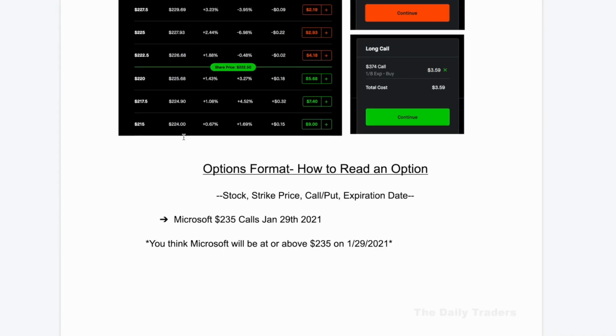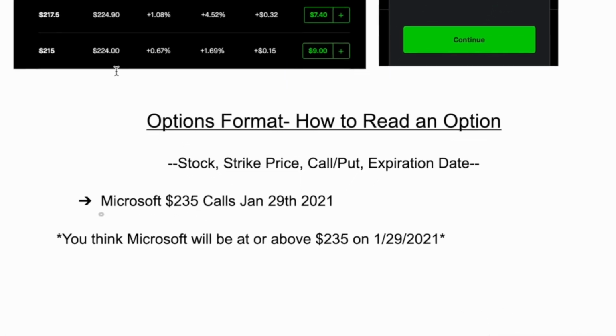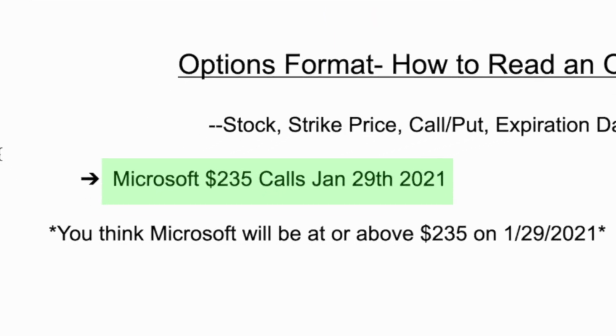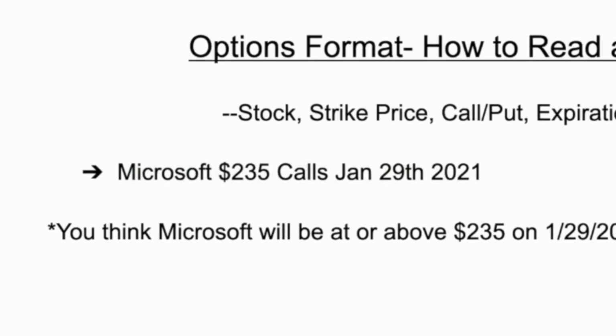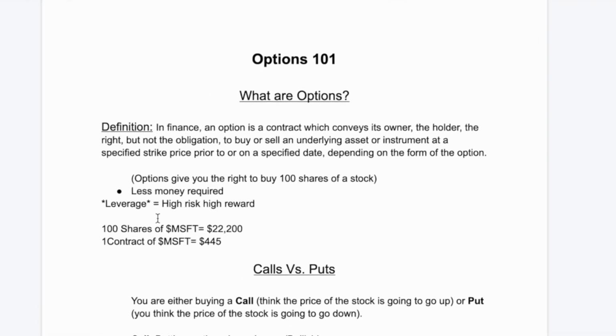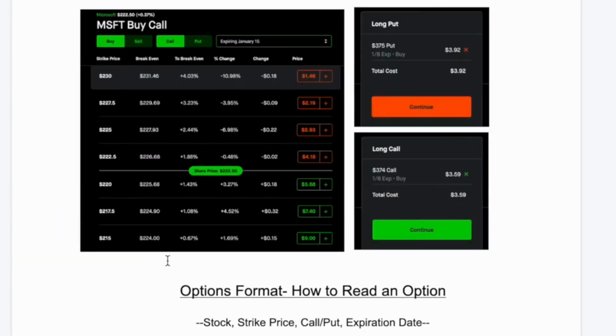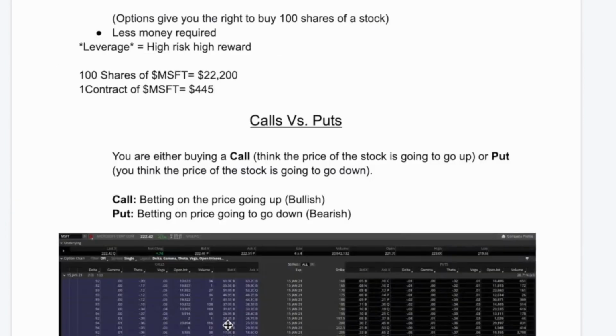All right, let's talk about the options format and how you actually read an option. So it's going to be displayed like this. There's going to be the stock, so Microsoft, the strike price, whatever price you think it's going to be, whether it's a call or a put, and then the expiration date. This pretty much means that you think Microsoft will be at or above $235 on the 29th of January. Okay, so that is the very basics of options. What are options? Calls versus puts, how you actually read an option, how it's formatted, and then in the money versus out of the money.